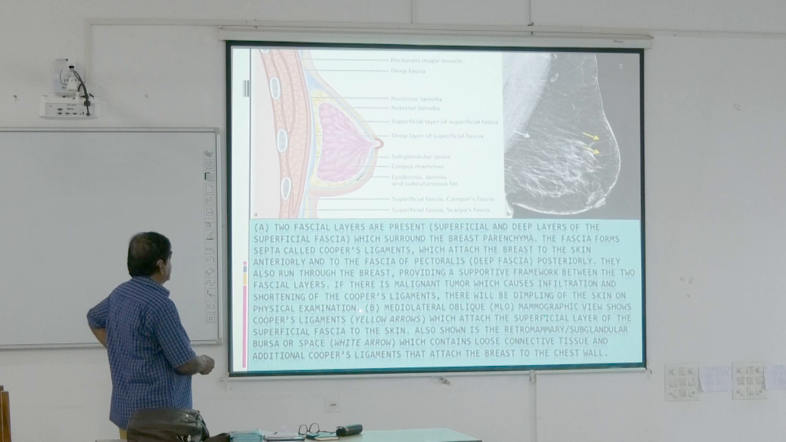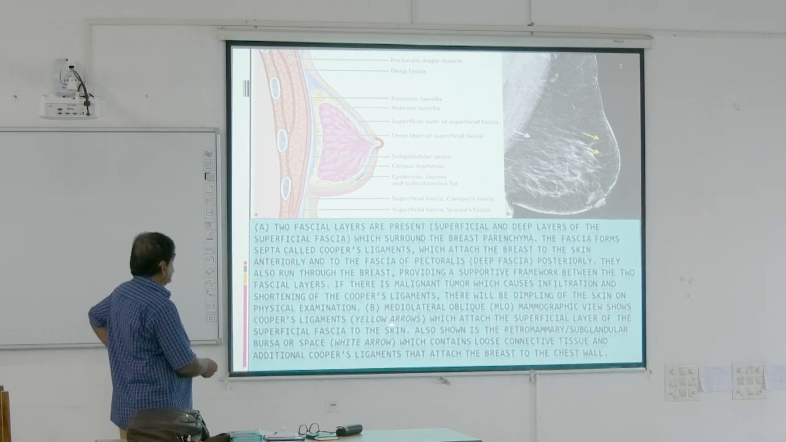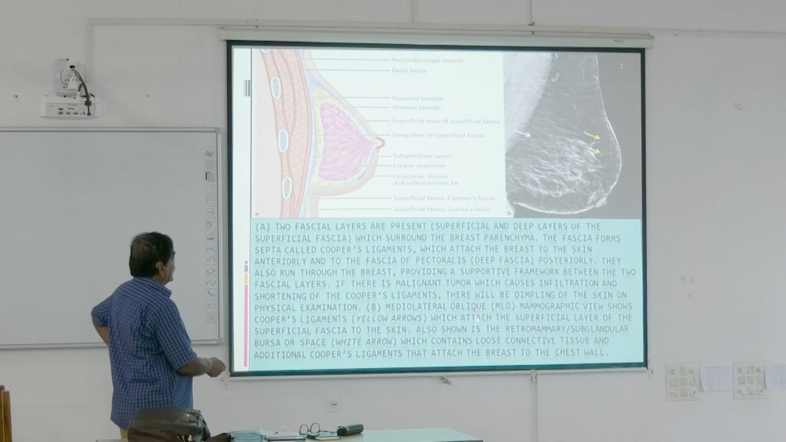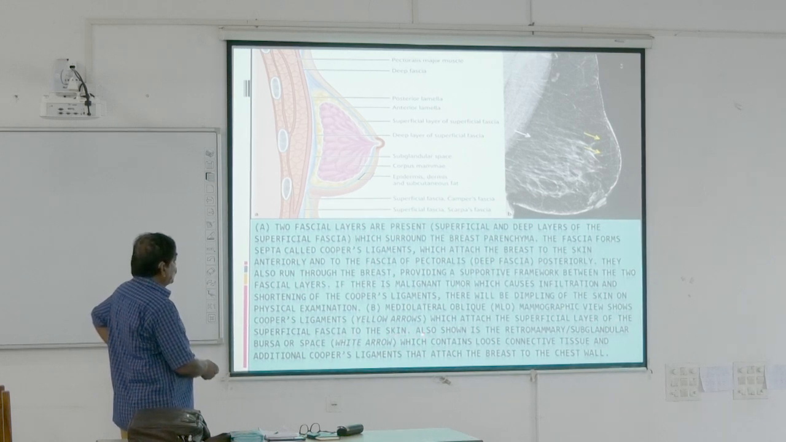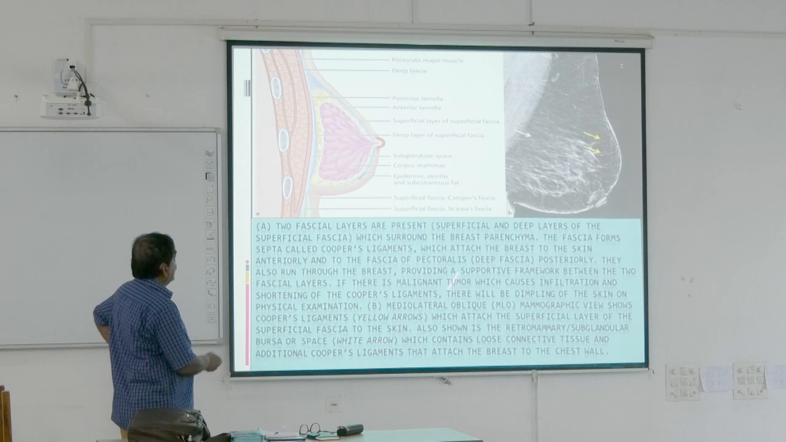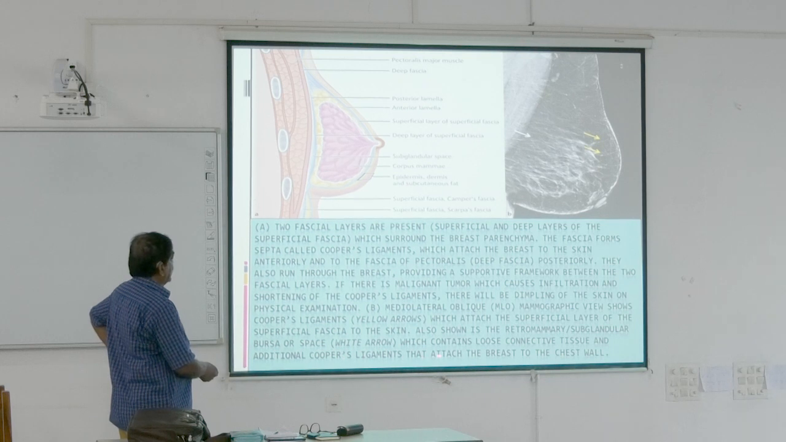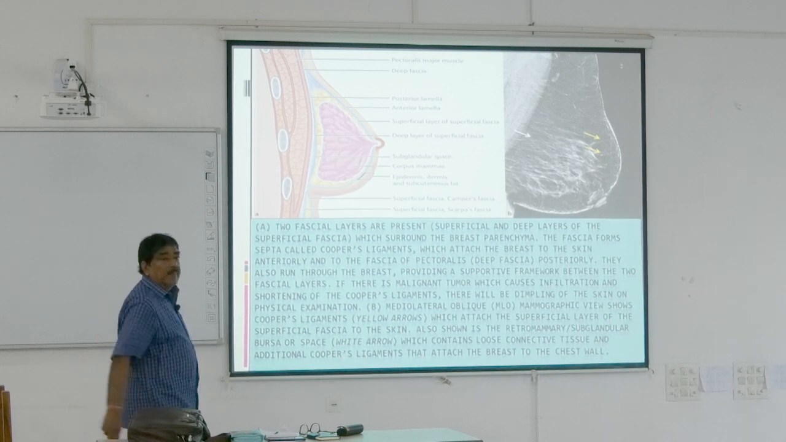skin on physical examination. B, mediolateral oblique MLO mammographic view shows Cooper's ligament, yellow arrows, I'll show you there, which attach to the superficial layer of the superficial fascia to the skin. Also shown is the retromammary subglandular bursa or space, white arrow, this now, which contains loose connective tissue and additional Cooper's ligament that attach the breast to the chest wall.